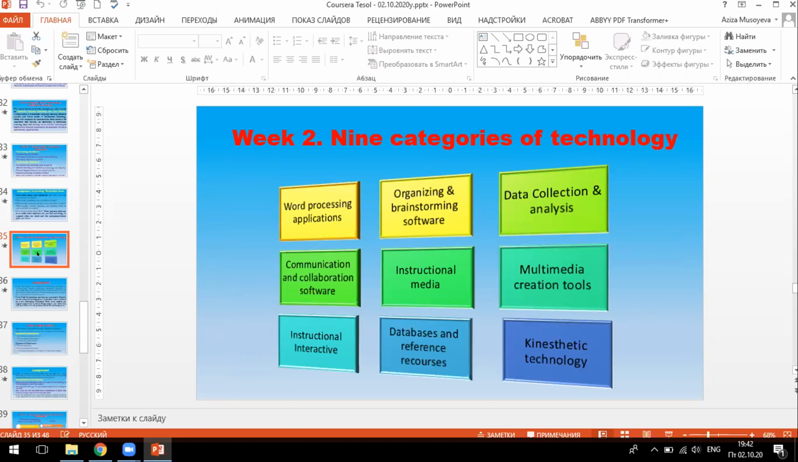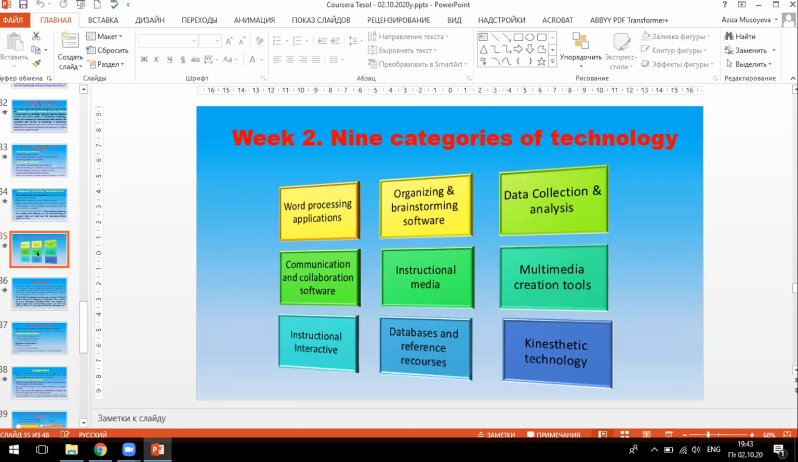So they said there are 9 categories of technology. Once you are learning about them in the TESOL course, you will understand all of them in detail. But here I just put the name of the technologies. For example, it can be word processing applications, such as Microsoft Word, or applications that create, for example, word clouds. This can be under the word processing applications.